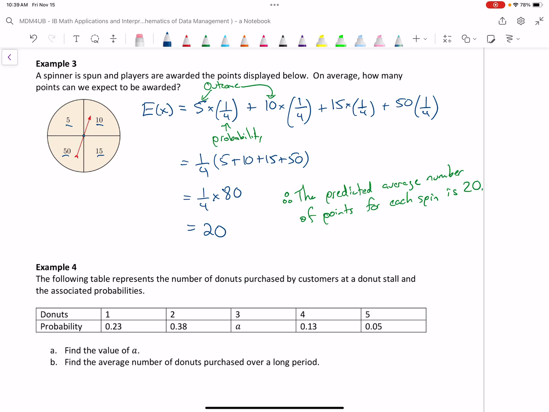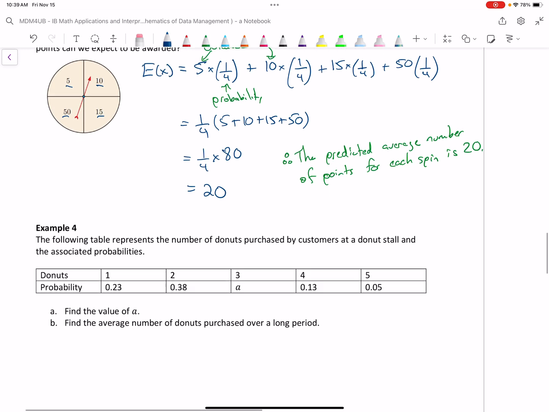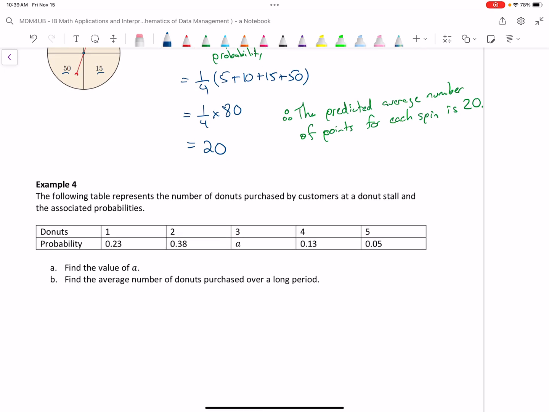Let's take a look at one where it's not uniform. This one says the following table represents the number of donuts purchased by customers at a donut stall and the associated probabilities. Where would they come up with these probabilities? Probably just from taking a count of all the people that come in. So it's actually kind of a percentage as well, and we've talked about how those are somewhat synonymous. So a percentage as a decimal. We've got people who came in and bought 1. There's a 23% chance, or 23% of the people did that. People who came in and got 2 is 38, and so on.